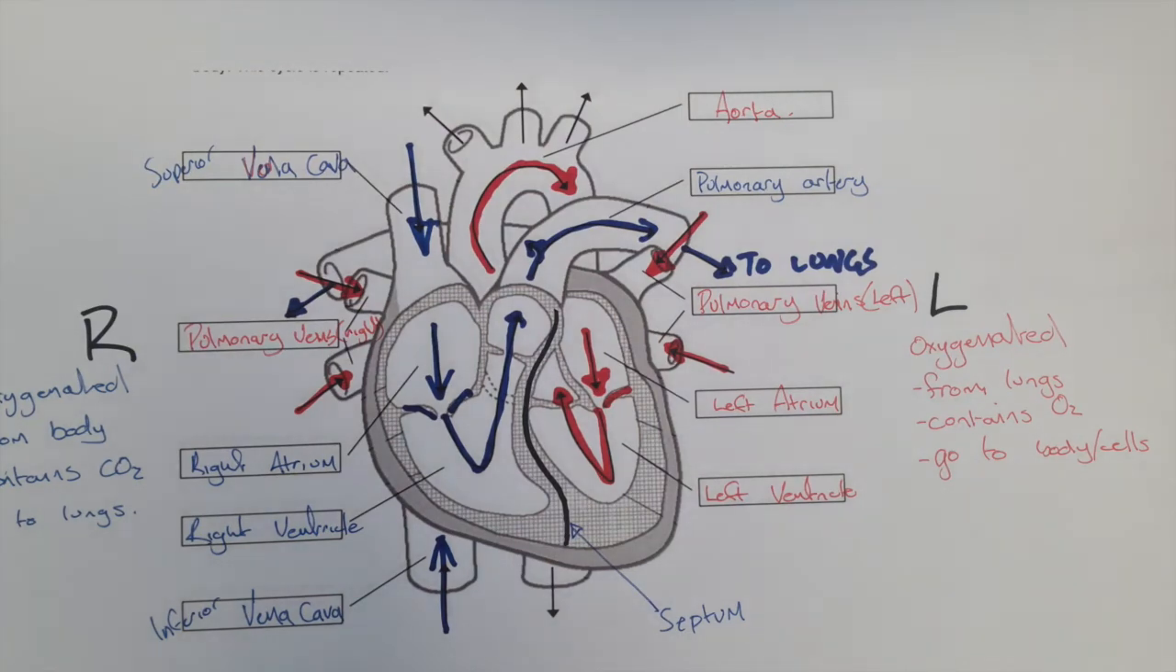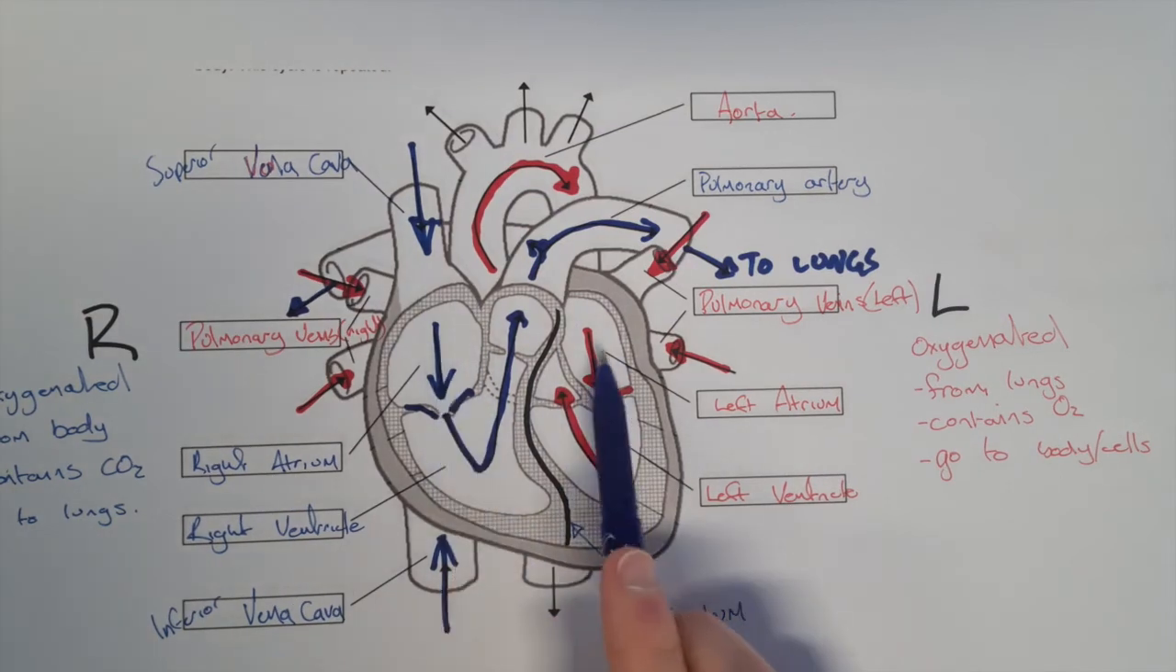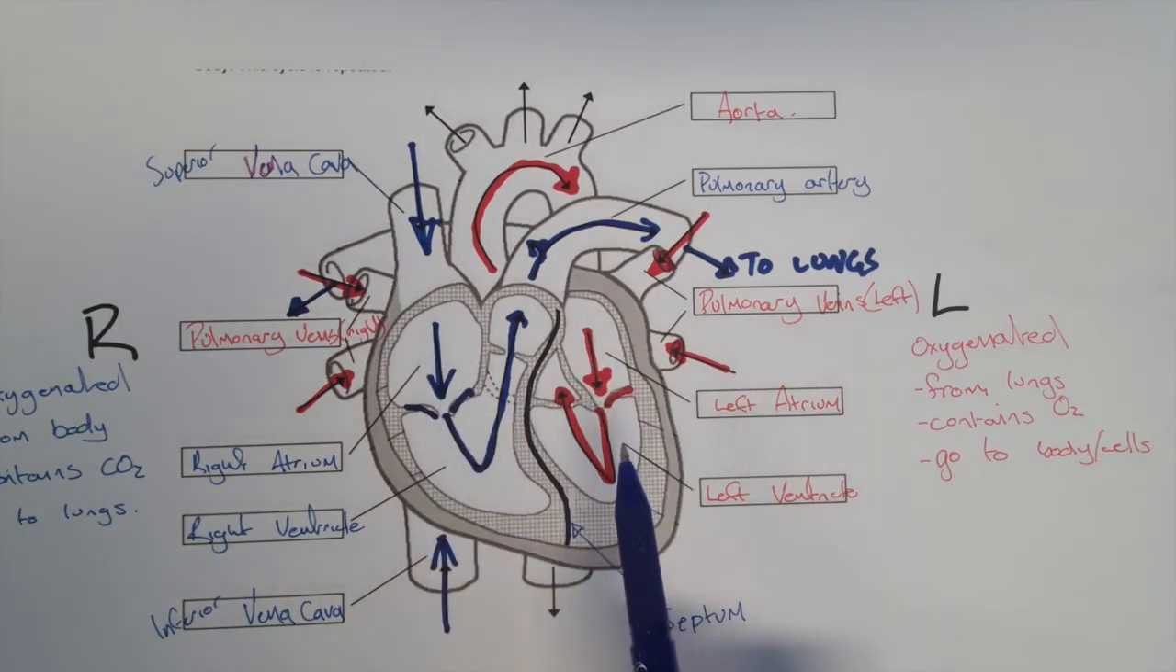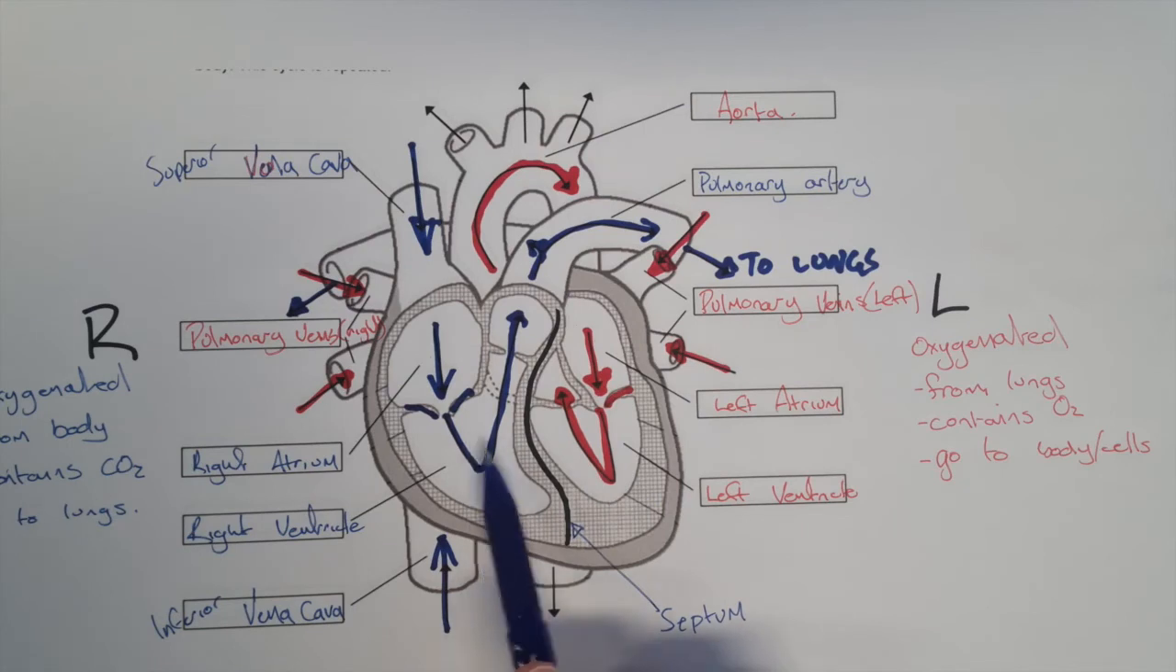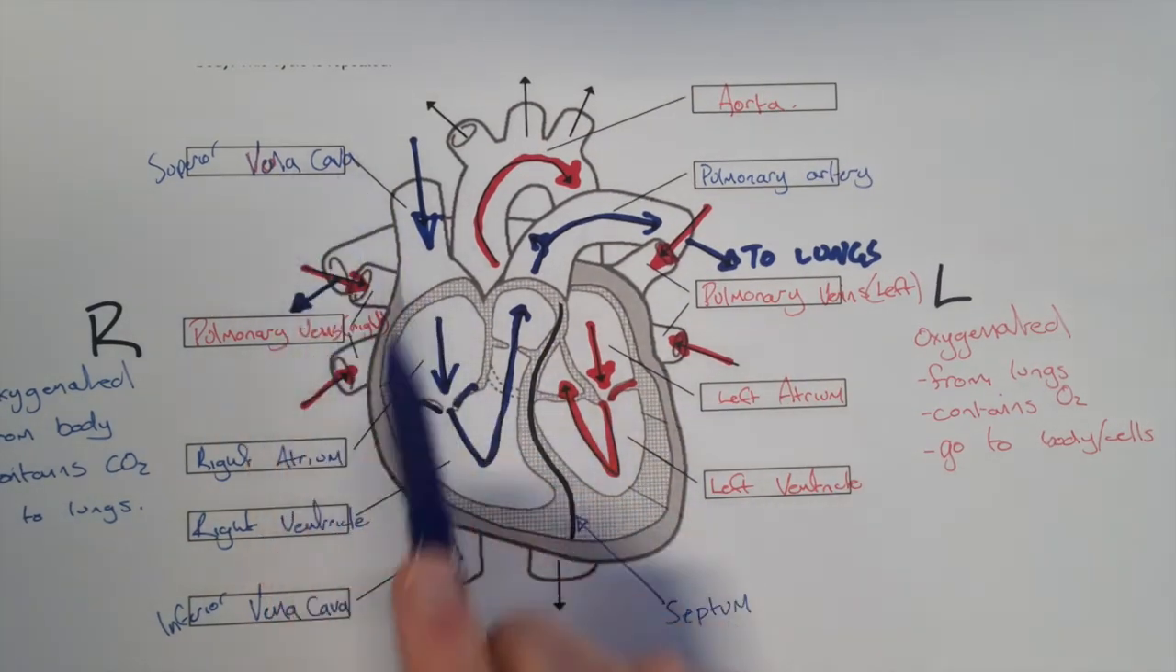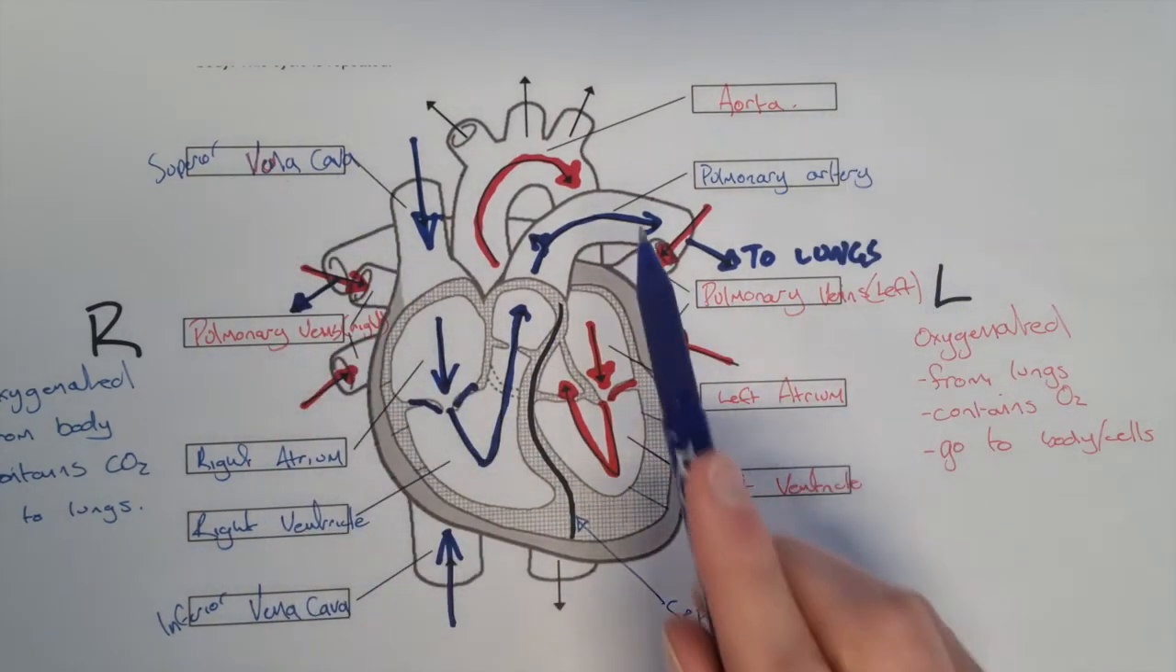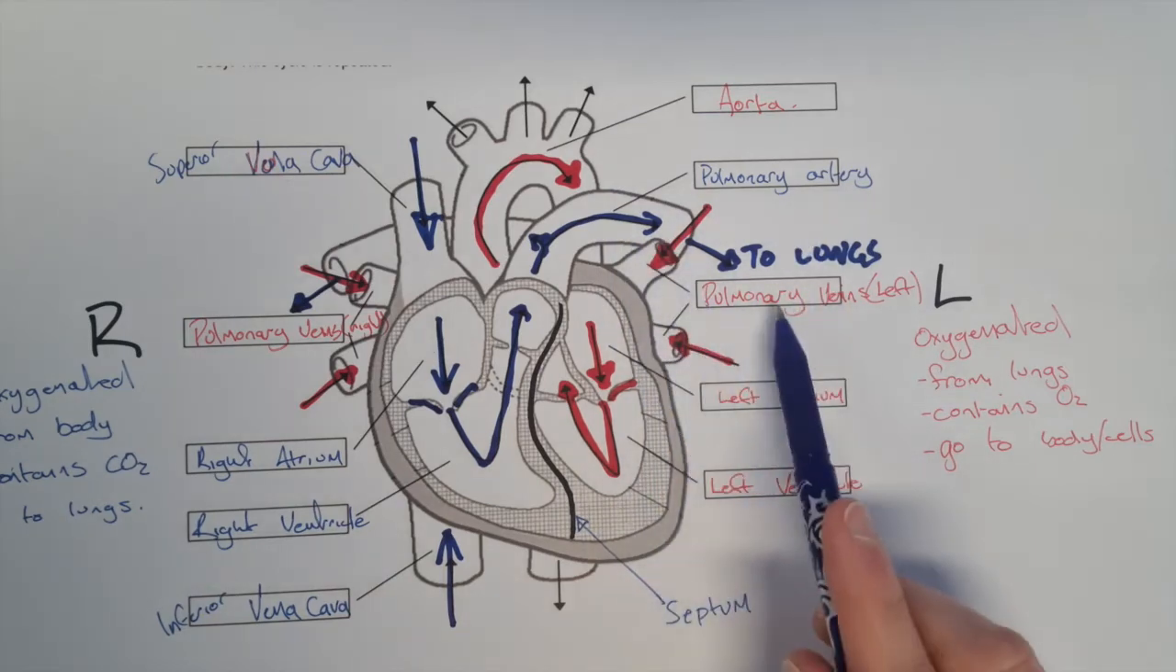So that's the structures of our lungs. The key ones, if we're going to summarize it, that you need to know, that you have a left and a right atrium. You need to know that you have a left and a right ventricle. Okay, you need to know vena cava, aorta, pulmonary artery, and your pulmonary veins.